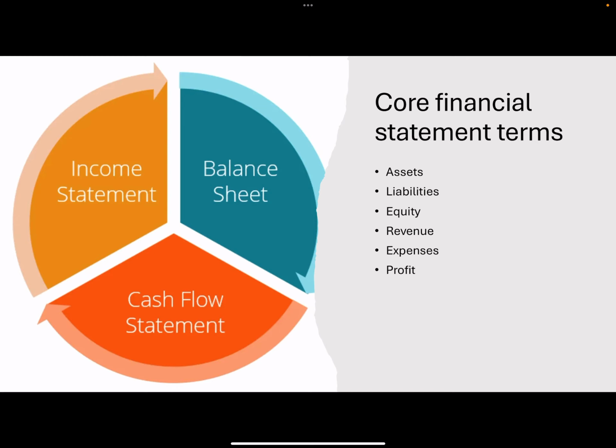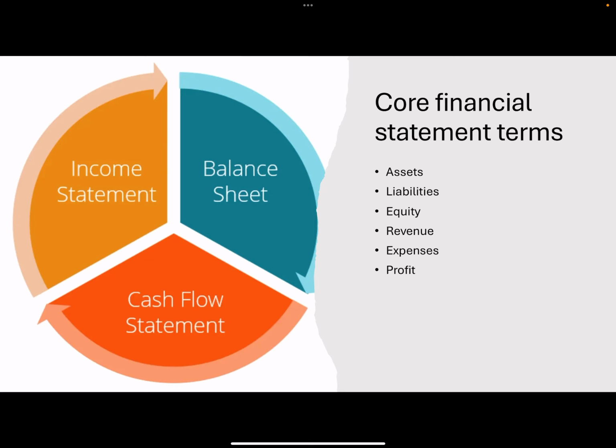Revenue, sales or income: money earned from selling goods or services before deducting expenses. Gross revenue is before returns and discounts, net revenue is after deductions. Expenses are the costs incurred to generate revenue: rent, salaries, depreciation. Operating expenses include day-to-day operations, and non-operating expenses include financing costs and one-time charges.